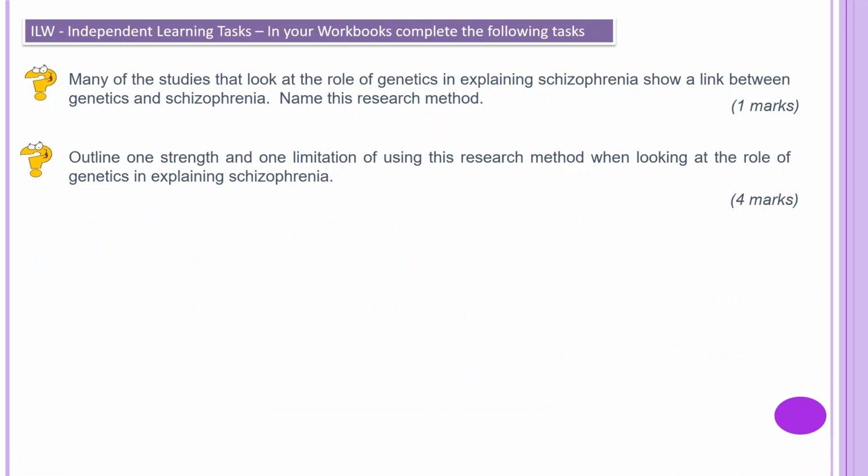So in your independent learner workbooks, if you'd like to complete the following tasks. So if you'd like to pause the video at this point.